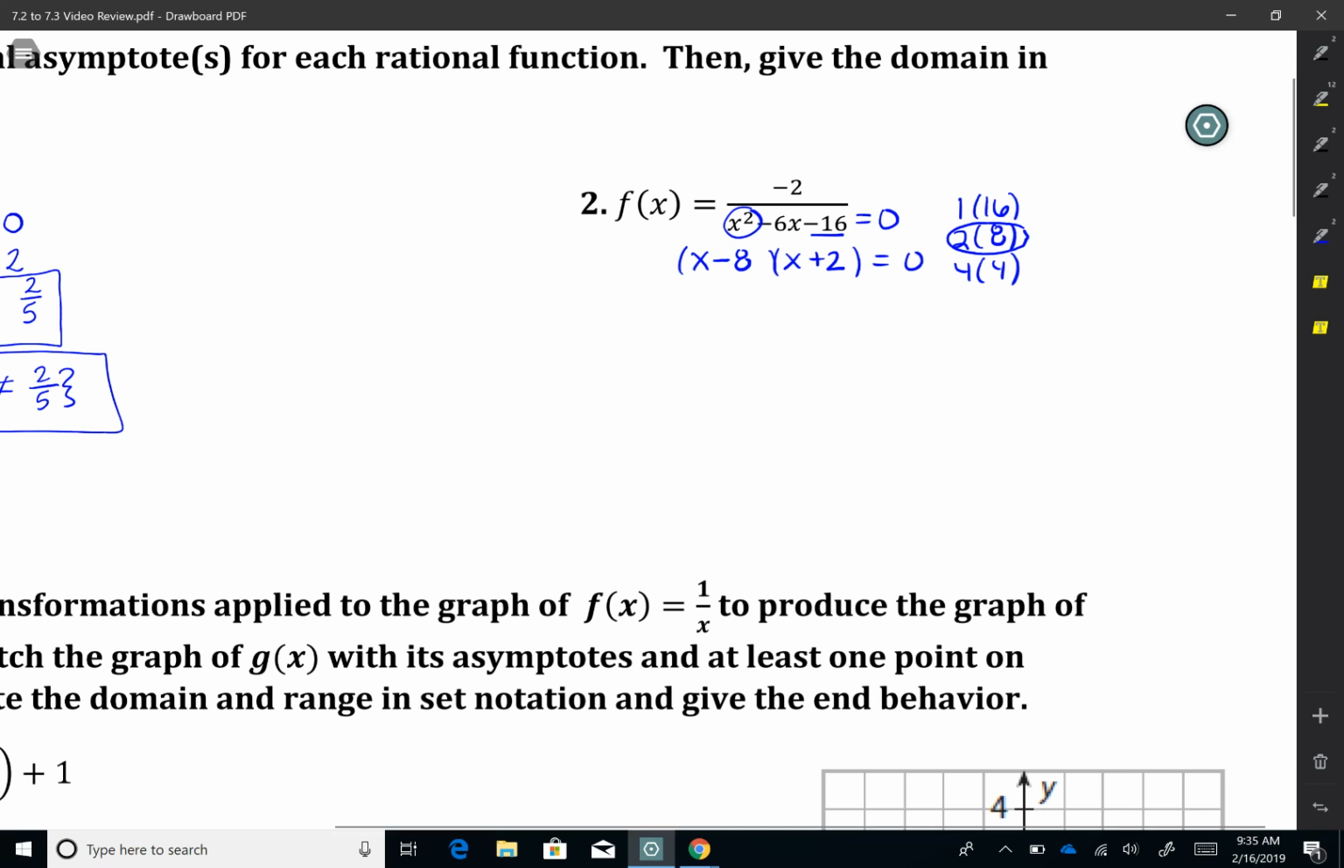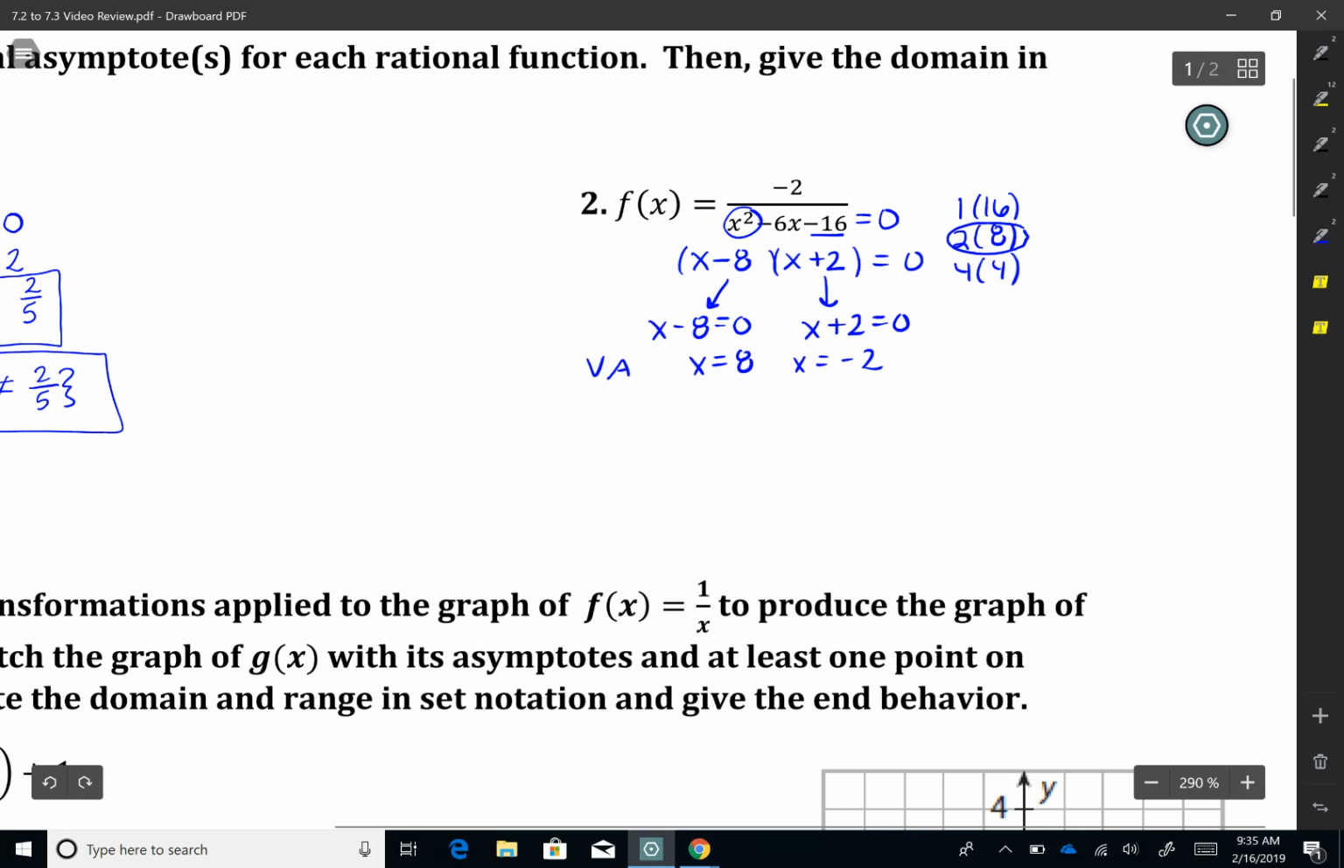Okay, now we use our zero product property. And we set each of these equal to 0 and solve their individual equations. So on the left, I will have x equals 8, and on the right, I will have x equals negative 2. So in this case, I actually have two vertical asymptotes. One is at x equals 8, and one is at x equals negative 2. So for my domain, I'm going to write the set of x values such that x does not equal 8 or negative 2.